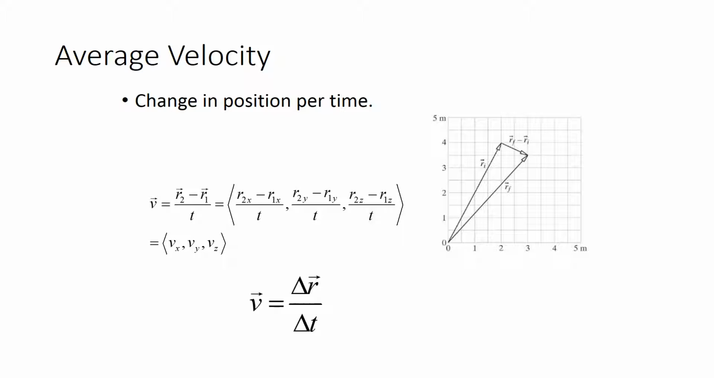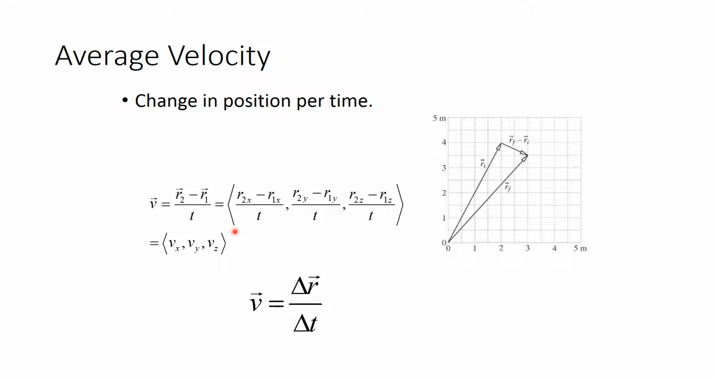And so the velocity vector is that change in position, the R2 minus R1, or Rf minus Ri, divided by the time. The direction comes from the distance traveled along the x-axis, R2x minus R1x, the distance along the y-axis, R2y minus R1y, and the distance along the z-axis, R2z minus R1z, each individually divided by the time.